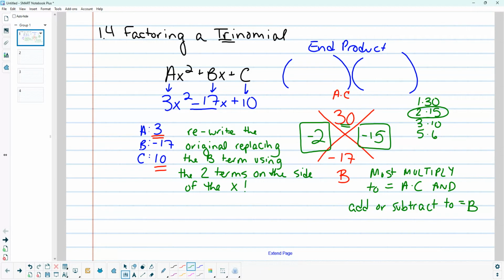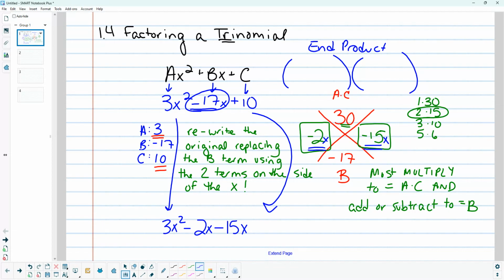So we're going to bring down the 3x squared term. That's going to come down. Okay, and then we're going to replace this term using these two terms, and they're both going to get an x when we put them in there. So minus 2x minus 15x, and then we're going to bring down the 10. So these two right here equal the B term that you had. So you now have 4 terms instead of 3.